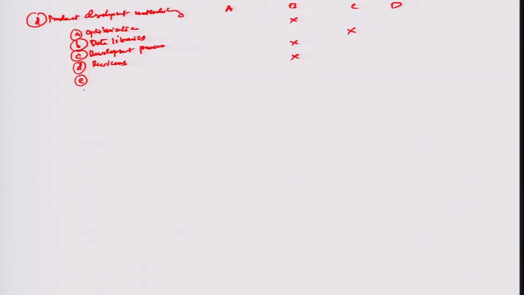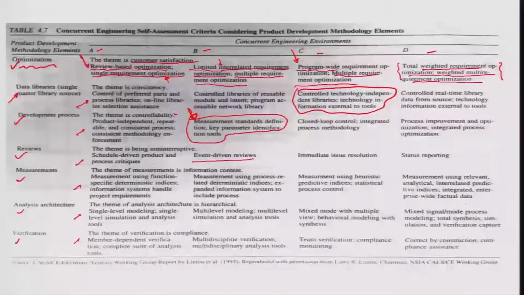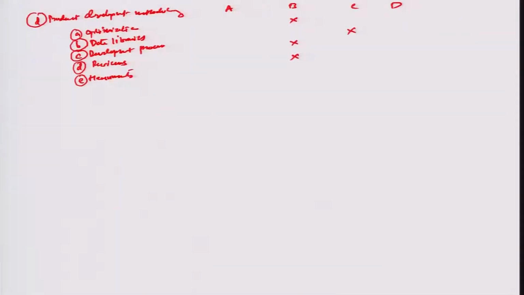Similarly, we have measurements. This is another sub-element in the product development methodology. If we look at the measurements, we have a deterministic indices based system, where you can have function specific measurement method. Because the design process is very methodical and well documented, it is pertinent for us to consider that in this particular organization, we have a very good measurement information system which can handle varied project requirements. So, we can have the measurement stationed at level A.